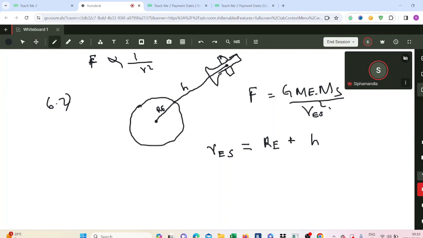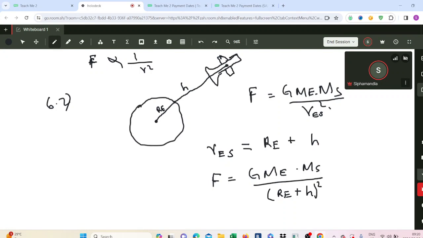So where there is RE, let me just replace that with the radius of the earth plus h. Now we want this h because we want the distance from the satellite to the surface of the earth. Okay, so F equals G ME, which is the mass of the earth, times the mass of the satellite, over RE plus H squared.